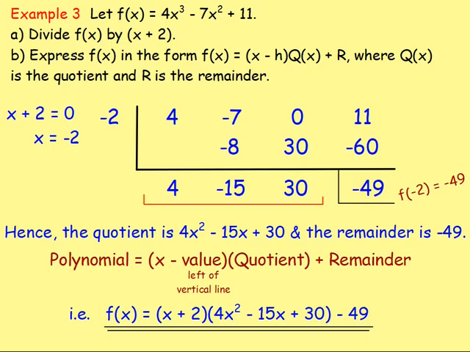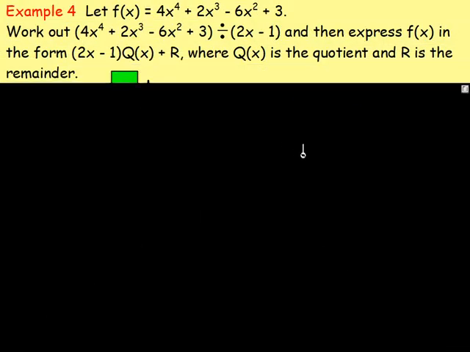One more example. Example number 4. This time, let f of x equal 4x to the power of 4, add 3x cubed, take away 6x squared plus 3. Work out that divided by 2x minus 1, and then express f of x in the form 2x minus 1 times q of x plus r, where again q of x is the quotient and r is the remainder. Again, it's one of the worded questions, but don't let it put you off.